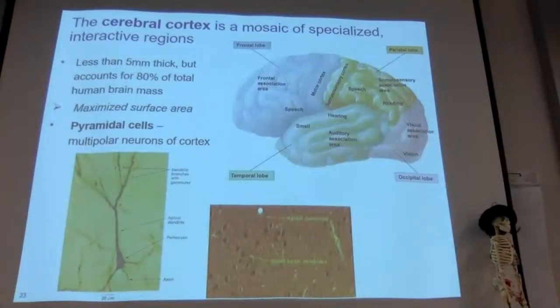So the cerebral cortex, since it's so big and so important, we have divisions for that as well.